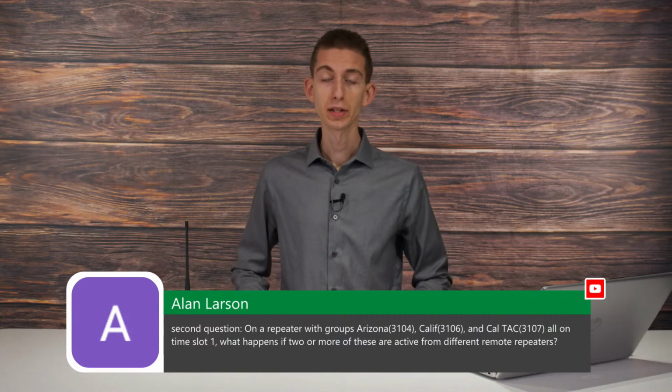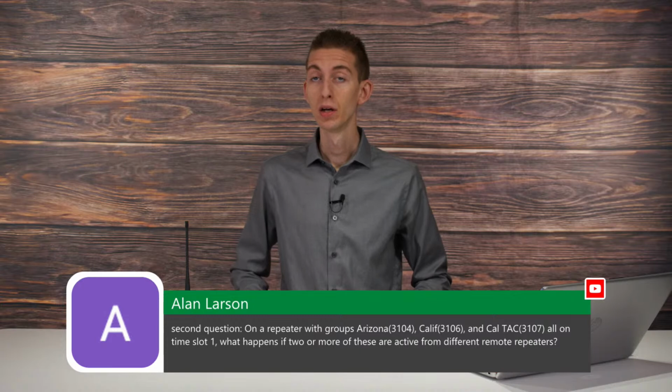Here we go. Alan asked another question. Second question, on a repeater with talk groups, Arizona, California, and Cal talk group, some different talk groups there, all on time slot 1, what happens if two or more of these are active from different remote repeaters? Yeah, they're going to be totally fine if those talk groups are active on different repeaters. Different people can talk on those at the same time. You can have someone talking on the talk group on a hotspot up in Michigan, and someone talking on a repeater down in Texas or out in California, vice versa. It all is going to work fine together.